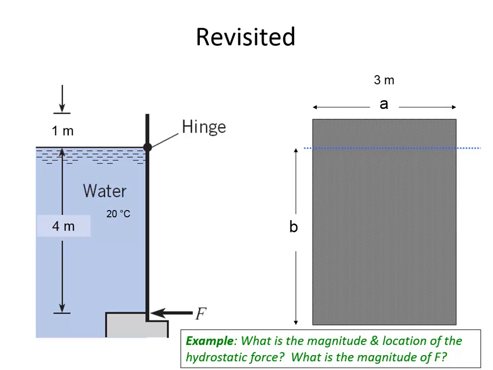So the magnitude of the force is simply the pressure at the centroid multiplied by the area of the plate. So this is the magnitude of the hydrostatic force. The location of the hydrostatic force is, you go down from the water surface 2.667 meters, and that's where the equivalent hydrostatic force is located.